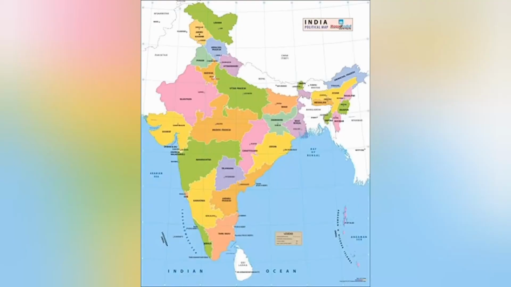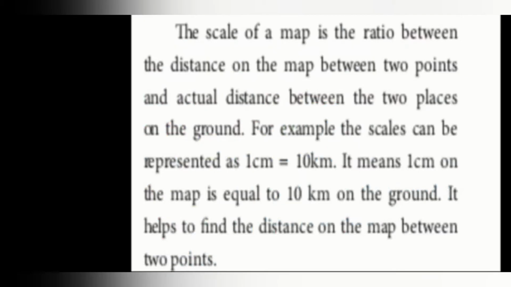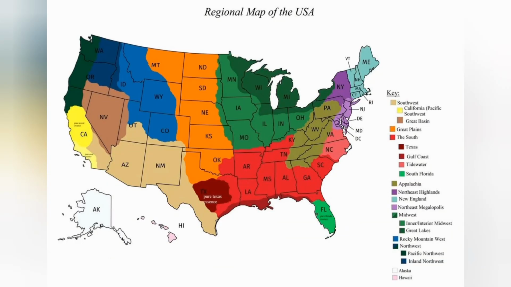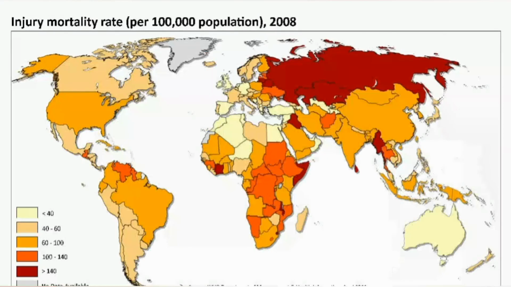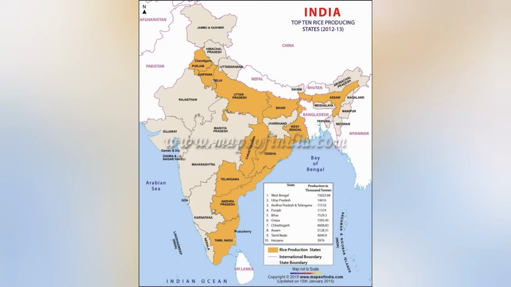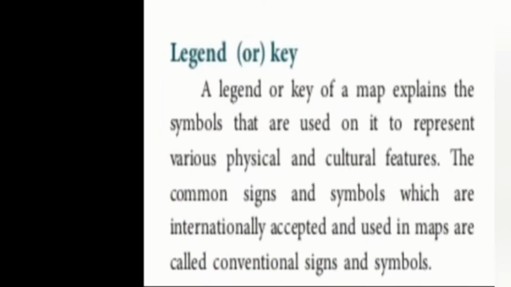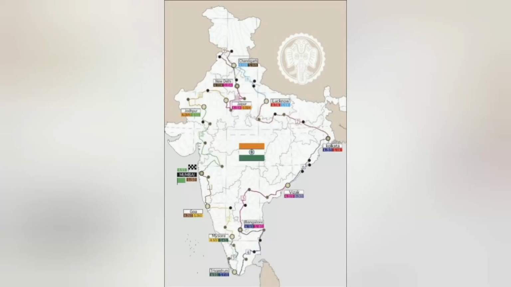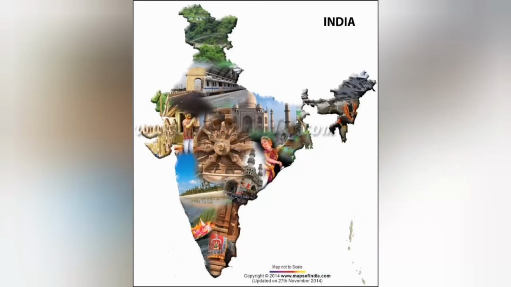Next one, scale. The scale of a map is a ratio between the distance on the map between two points and the actual distance between the two places on the ground. So in every map you can see scales represented. The places we measure according to the scale. Next one, legend or key. A legend or a key explains the symbols that are used on a map to represent various physical and cultural features.